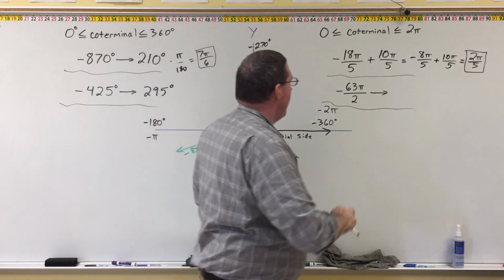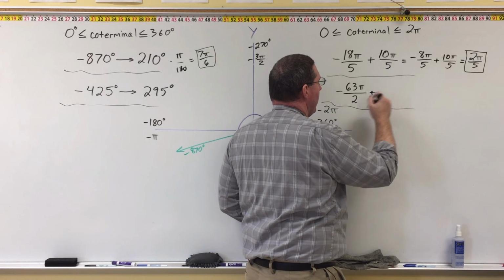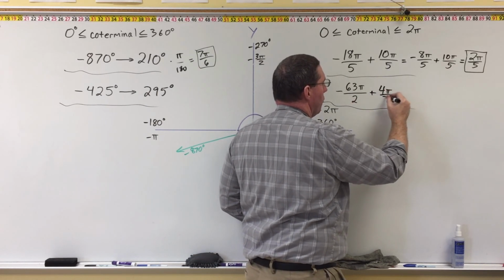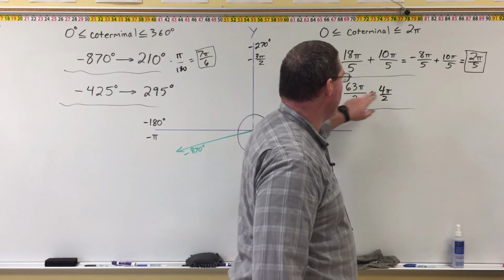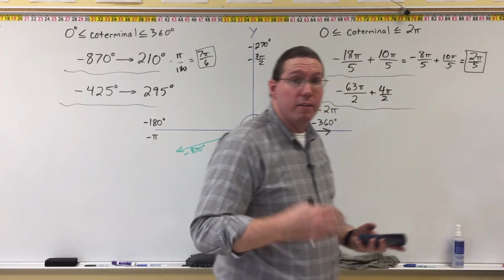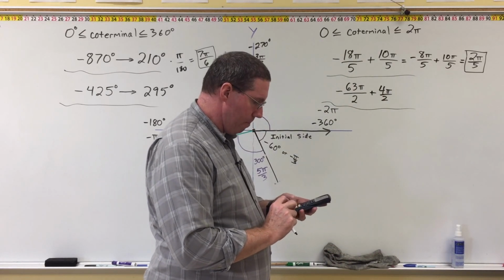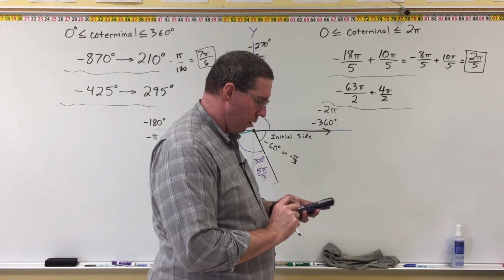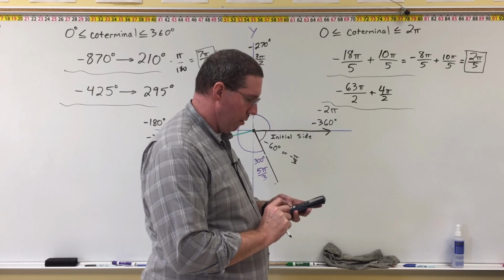Okay? And now this one, it's negative 63 pi over 2, so we're going to double the denominator to get 4. So 4 pi over 2. Now this is going to take a long time again. So what I can do is take negative 63 and keep adding 4 until I get a positive number. So negative 63 plus 4 is negative 59, plus 4 negative 55, plus 4 negative 51, and so on, adding 4 again and again.